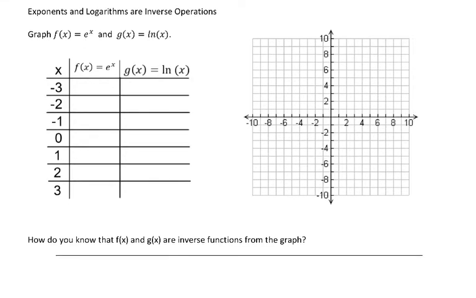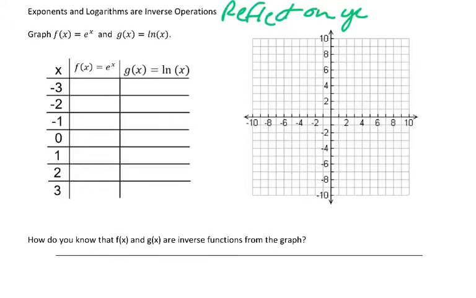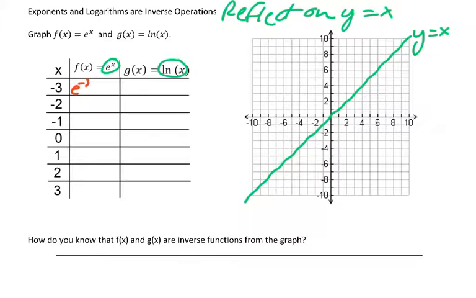So remember that inverse operations reflect on the y equals x line. If we draw our y equals x line, and we graph e to the x, and we graph natural log of x, they are going to be mirrored on this line. So if we go through and evaluate some of these values, for instance, e to the negative 3 versus natural log of negative 3.